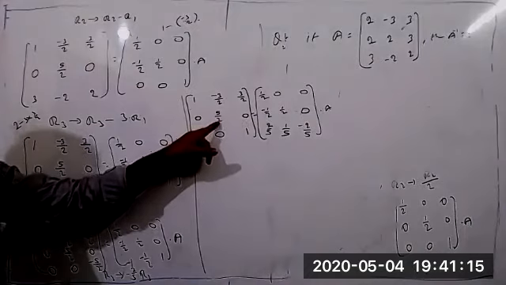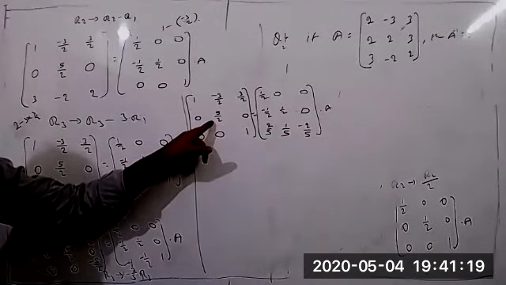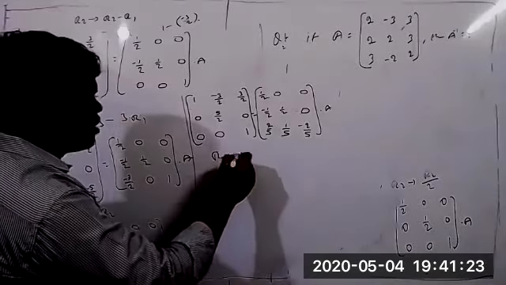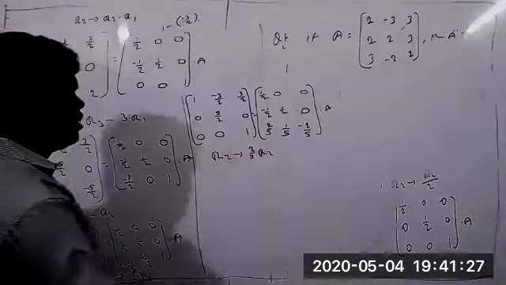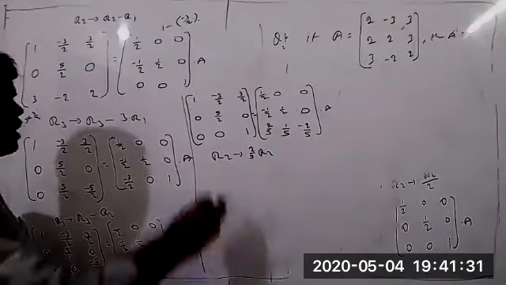Still here what is required now? This middle element, what is required? In place of 5 by 2, 1 we required. How to get 1 now? Into 2 by 5. Yes. R2 such that 2 by 5 into R2 we can take. 2 by 5 into R2. Okay. So multiply all the values now.